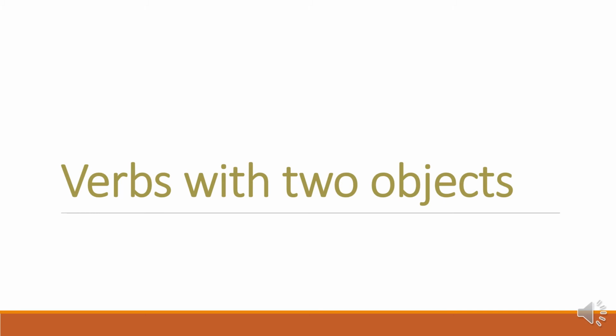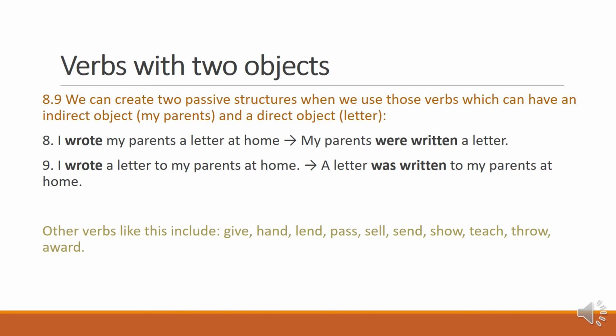And now I'm going to explain verbs with two objects. Rules number 8 and 9. We can create two passive structures when we use those verbs which can have an indirect object, like here in the example, my parents, and a direct object, letter.